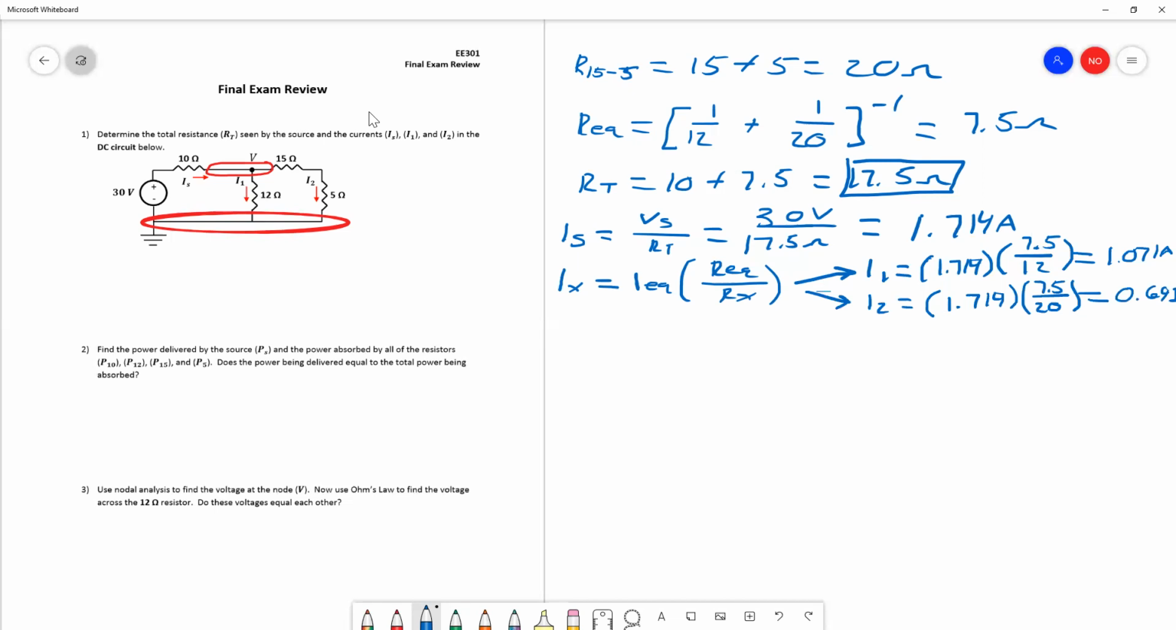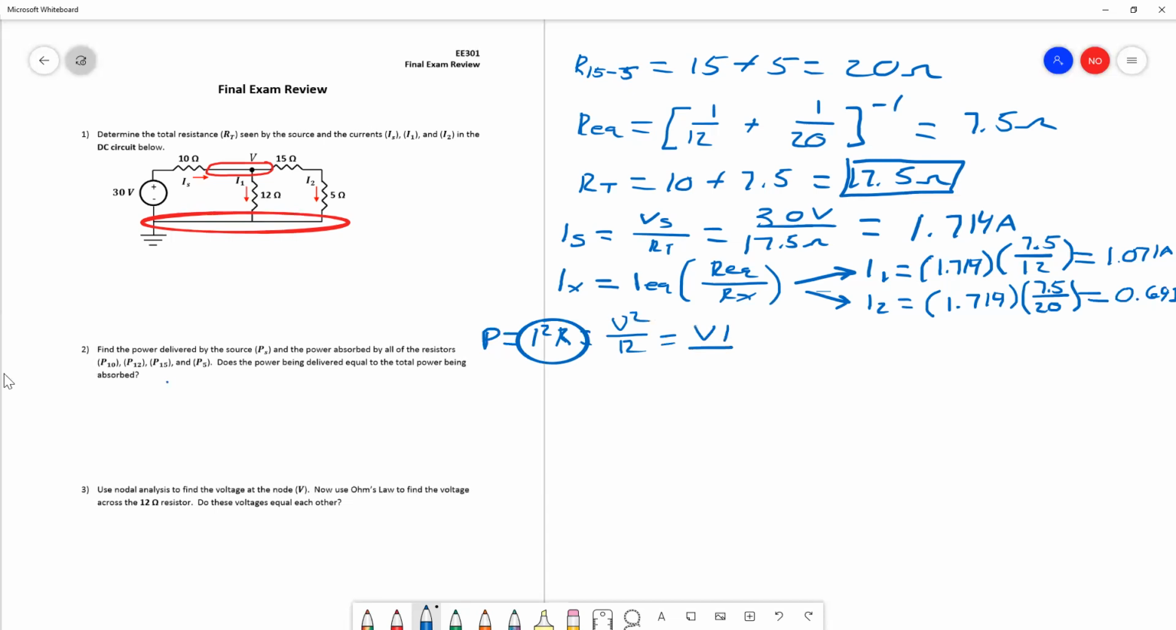So, part 2. Part 2 asks us to find the power delivered by the source and then find the power of every resistor. Since we have all the currents, our friend will be the equation power equals I squared times R. You can use the other power equations, V squared over R or V times I. However, because you have the currents, this would be the most direct one to use for everything, except for the source, in which we'll use the current times voltage equation.